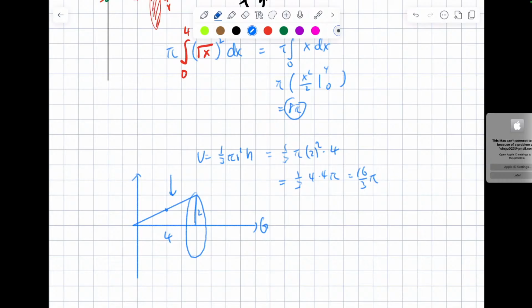Say that one more time. What's the function of this black line here? Oh, y equals 1/2 x. Can you use this method to find the volume of these shapes? Try to see if you find that the answer is 16 over 3 pi.